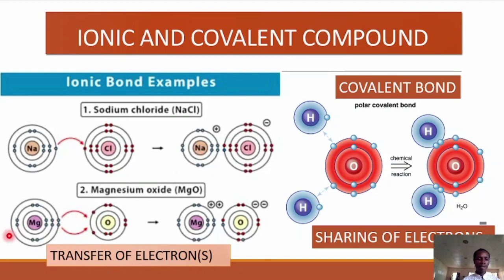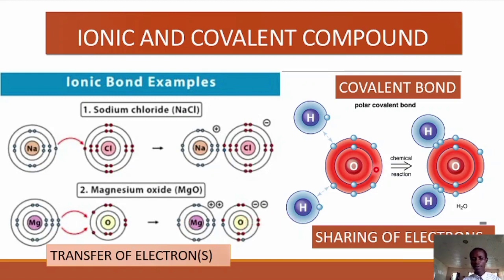Another example is the reaction between oxygen and magnesium. Magnesium will become what? Positively charged, while oxygen will become negatively charged. So there is transfer of two electrons from magnesium atom to oxygen atom.